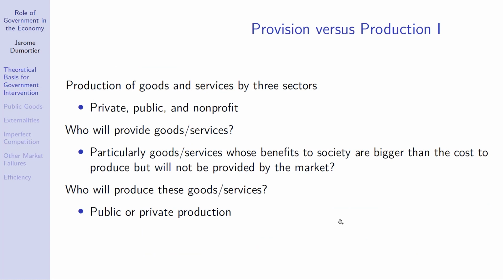Now, let us talk a little bit about the provision and the production of goods and services. If you think about the goods and services that you are receiving, there are basically three sources of those services. It can either come from private production, from public production, or from non-profits. The question is, well, who will provide what services and what goods?